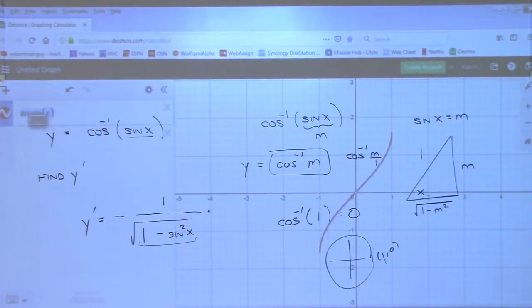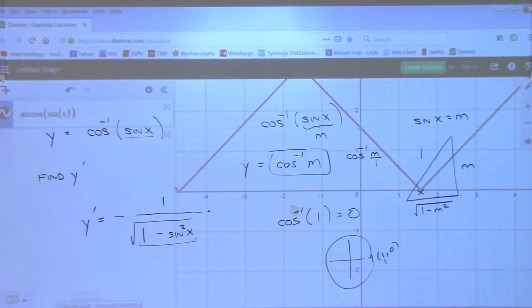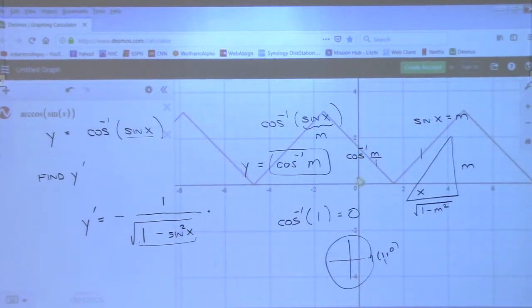Let's graph the original function. Arc cosine of sine of x, right? Okay, great. That's what I was hoping to see. Arc cosine x. So look at this. That is a weird graph. I thought we said that it was going to be x.